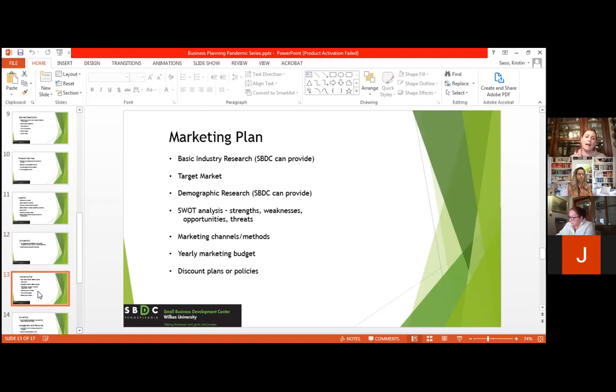SWOT analysis, it's always nice to have in your marketing plan. This may not be the most important point in your plan, but I think it's a good thing for you to know. What are your business's strengths? What are the business's weaknesses? What will be the opportunities? What are some of the threats? I really think that this is just a good tool for you to use and apply to your business plan.